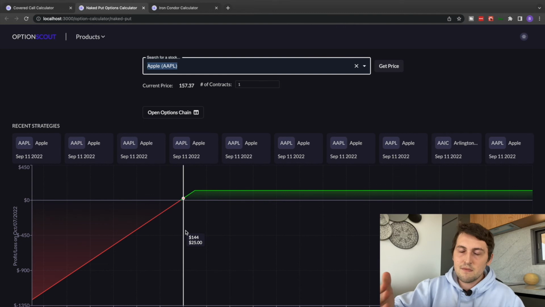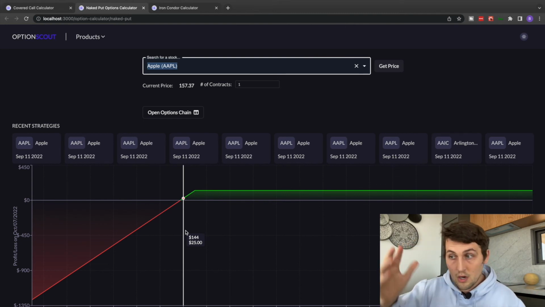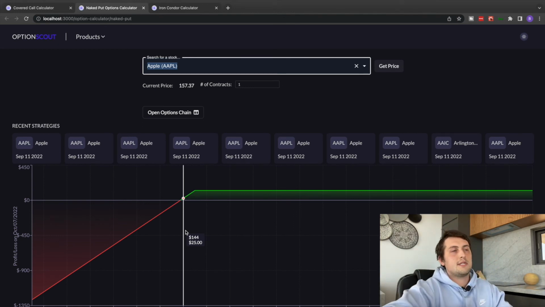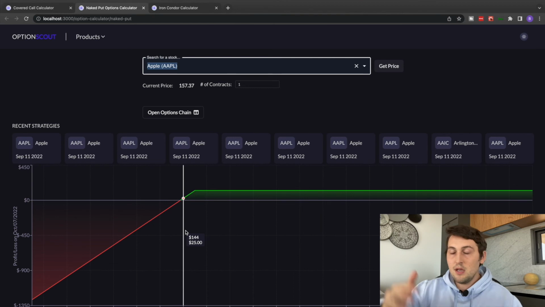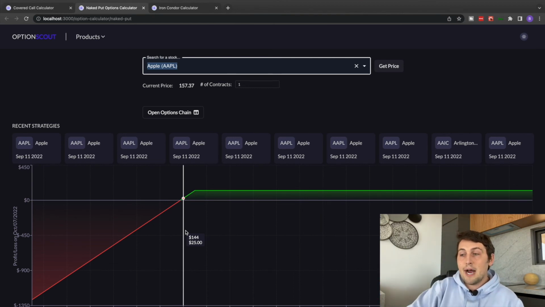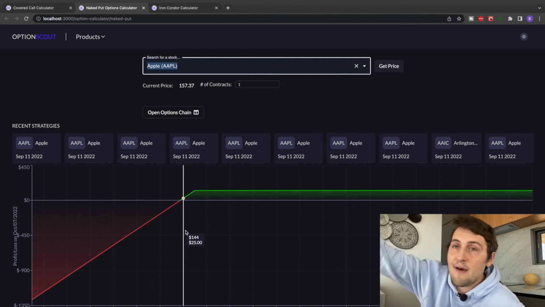So again, to recap this video, I wanted to show you how you can automatically calculate it. You can do it with a tool. You can go to optionscout.com, check it out. But more importantly, you need to understand break-even points if you're buying options or trading options, selling, whatever you're doing. Because as an option buyer, once you hit that break-even point, everything after that is profit.